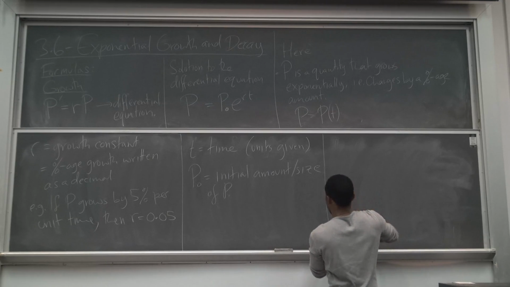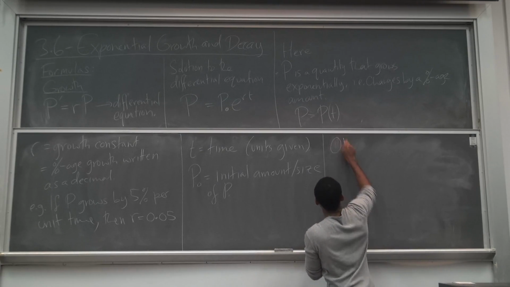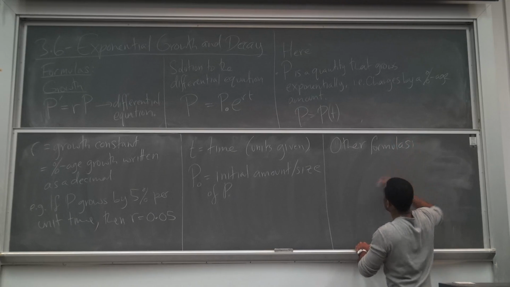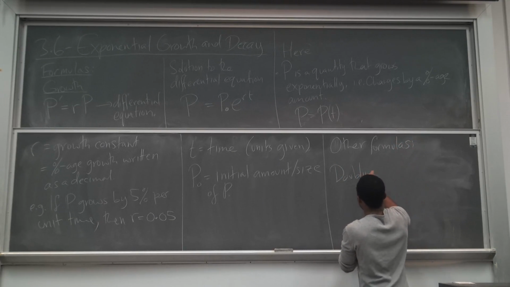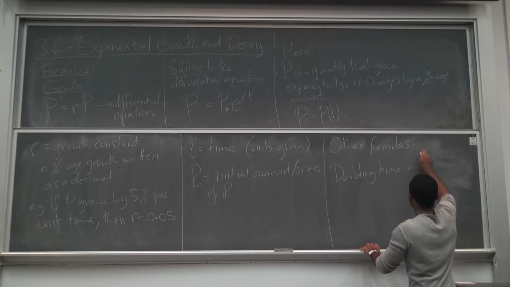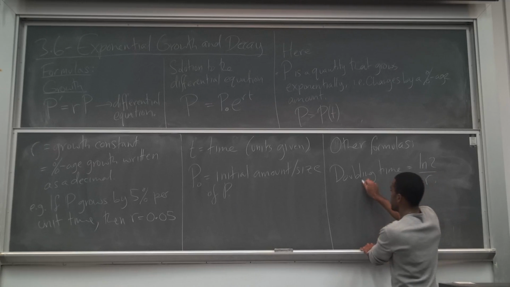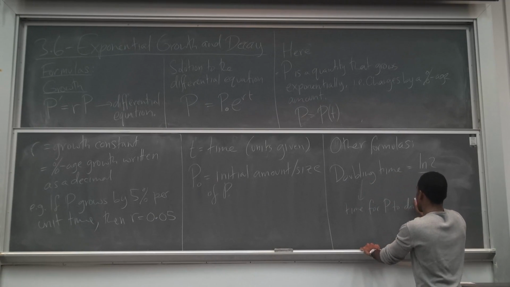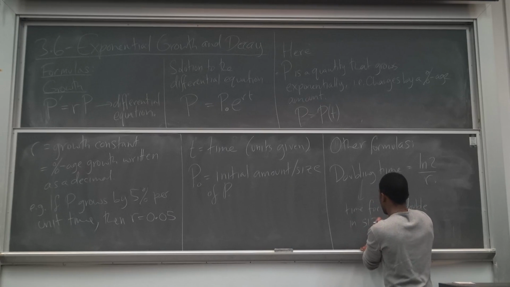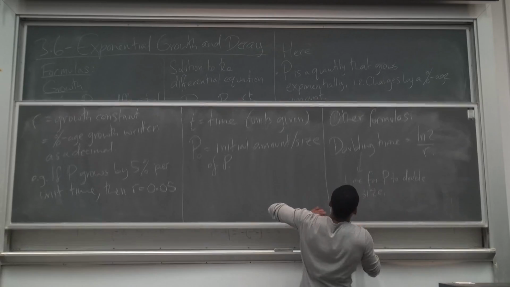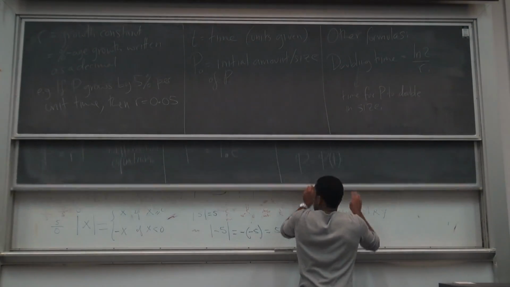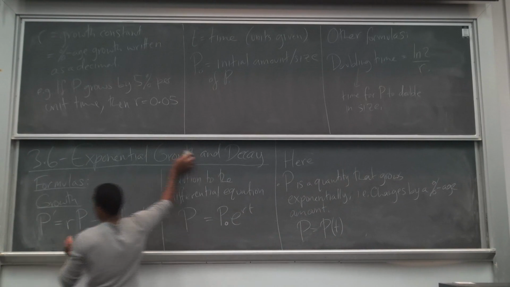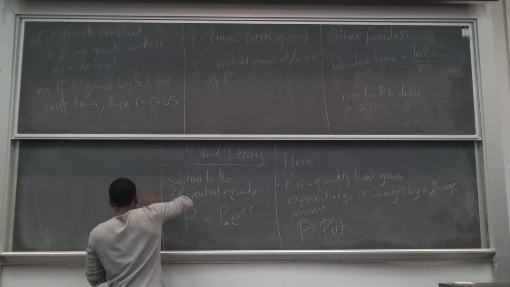Some other nice things to know, which is really important. It turns out the doubling time is ln2 over r. Doubling time refers to the time for P to double. By the way, that's always what it will be. So that's a formula you can memorize for exponential growth. It will always be ln2 over r would be the time to double.